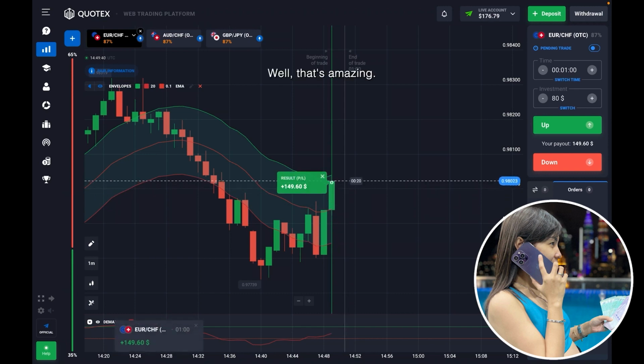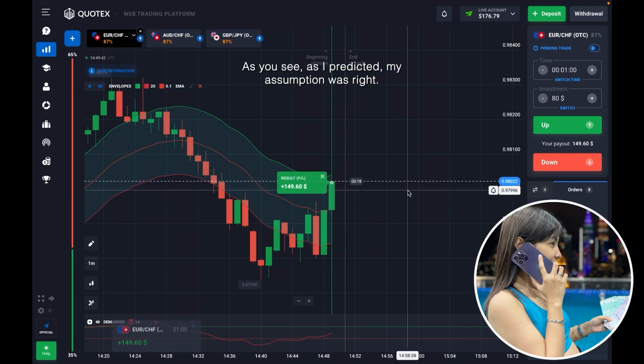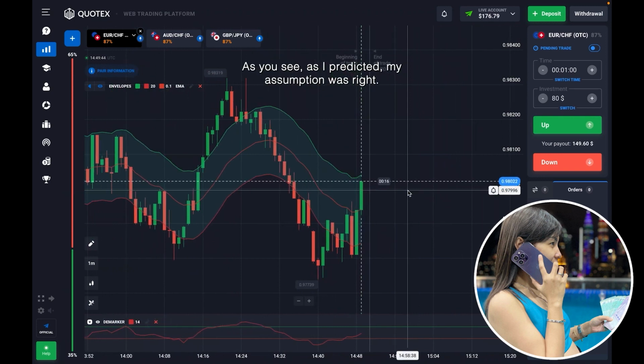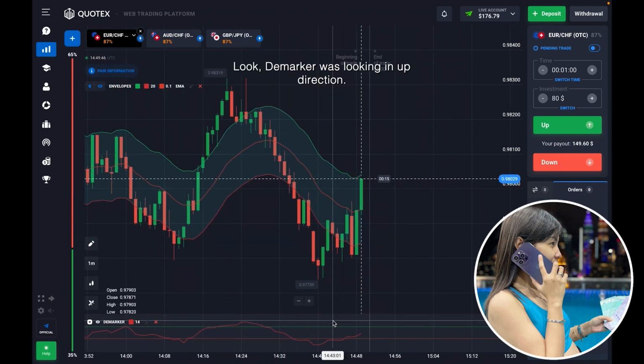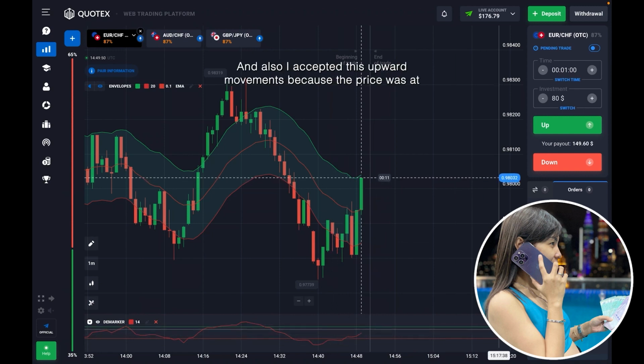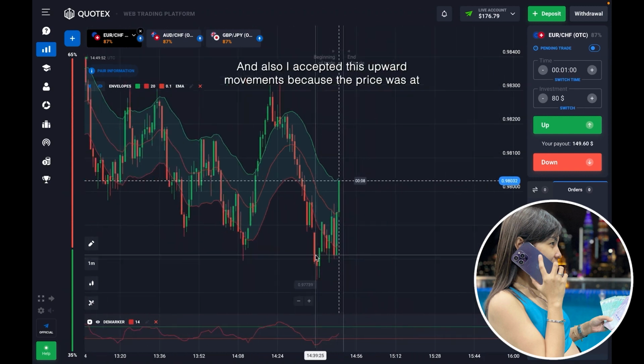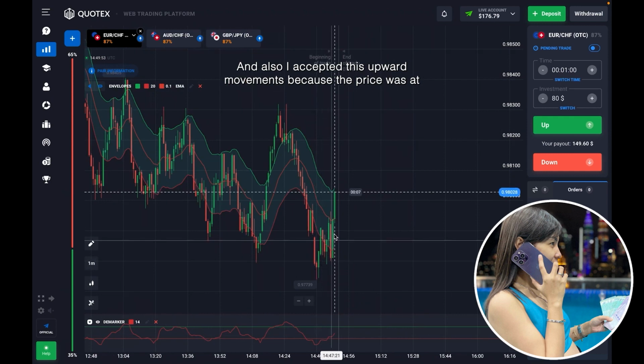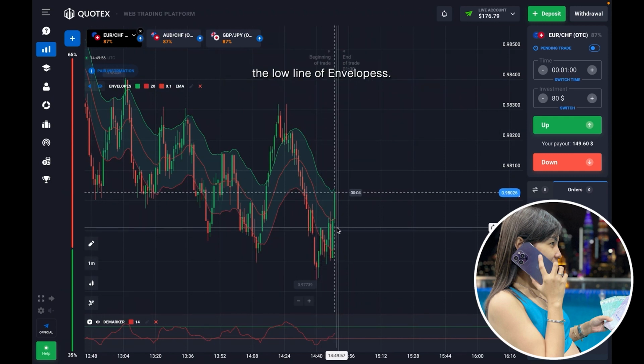So well, that's brilliant. As you see, as I predicted, my assumption was right. Just look, the market was looking in up direction. It crossed the red line with a mean of 30. And I also accepted these upward movements because the price was at the low line of envelopes.